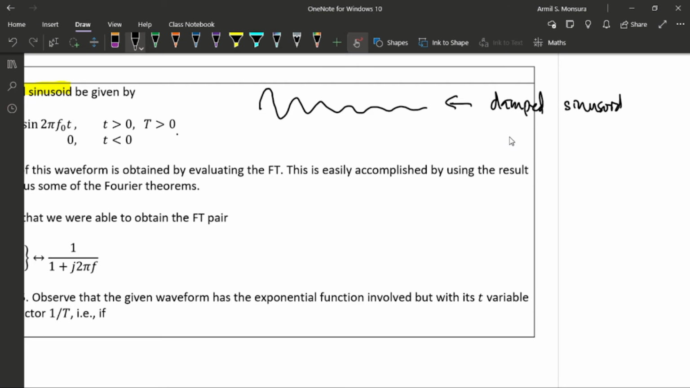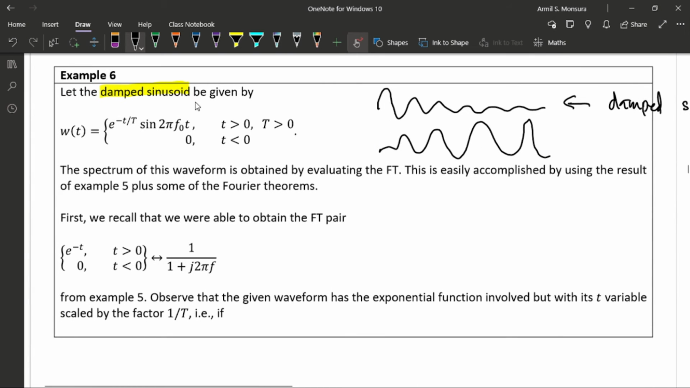Okay. So if instead you multiply your sinusoid to a growing exponential, that sinusoid would instead now grow. We still consider that to be a damped sinusoid, but obviously this signal is an impractical signal because later on it will become an infinite valued signal and is therefore unusable as a practical signal. Okay, so now we will obtain the spectrum of this waveform.